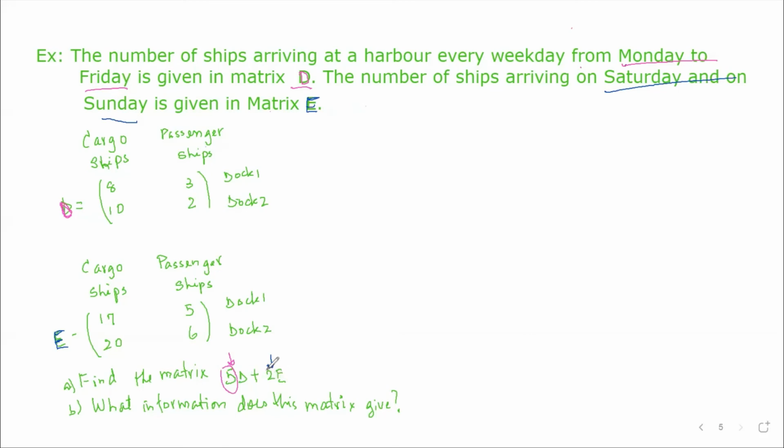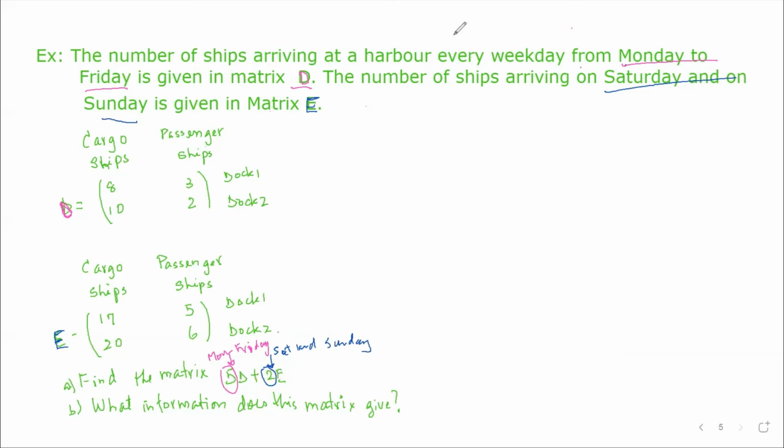So then this one represents what? Saturday and Sunday. And number 5 here represents what? Monday to Friday. Okay, so then we start to do it. They say A, want us to find the matrix 5D plus 2E.